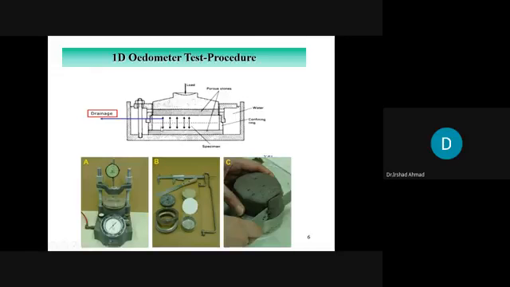You could use, instead of two porous stones, only one porous stone, and the test could be conducted, but it would take much more time because the drainage path now is longer. So to reduce the drainage path to half, you use two porous stones, one above and one below. Do you have any question?